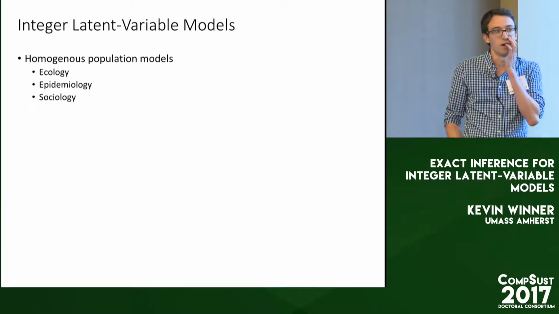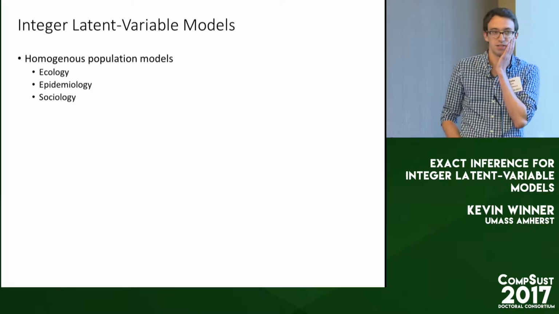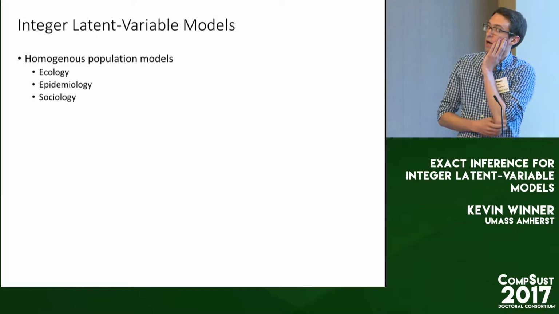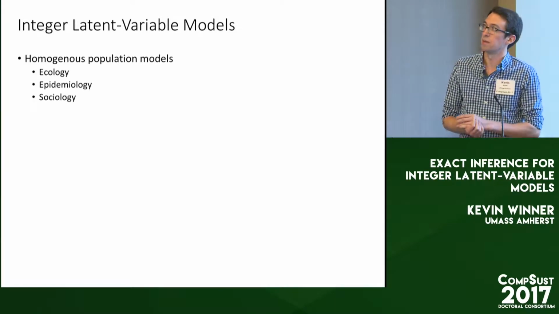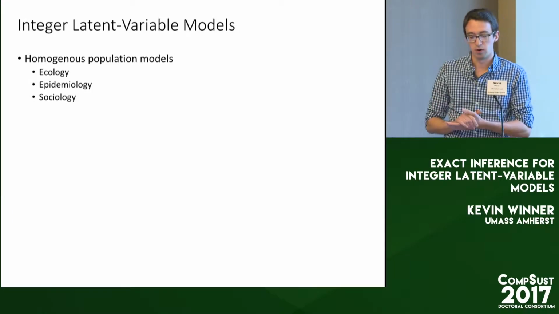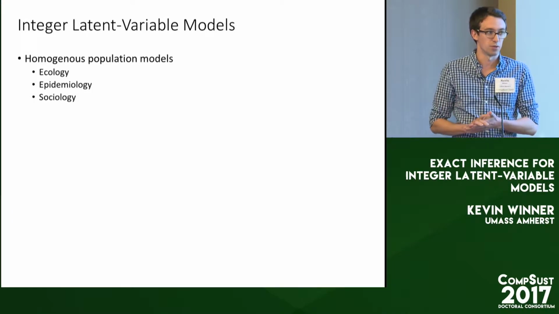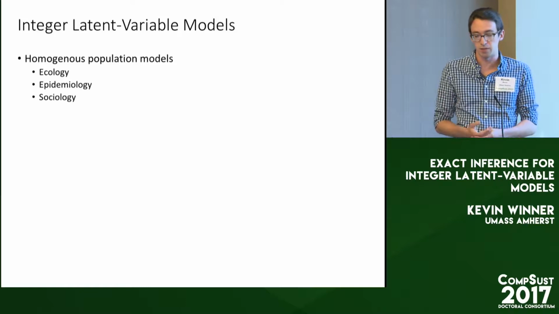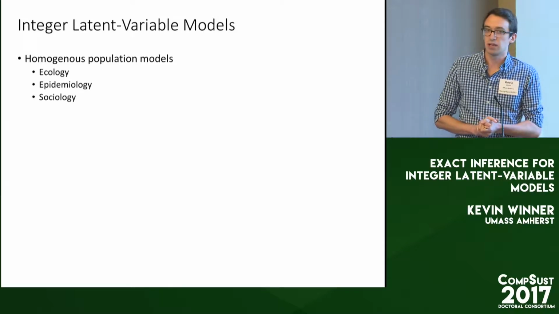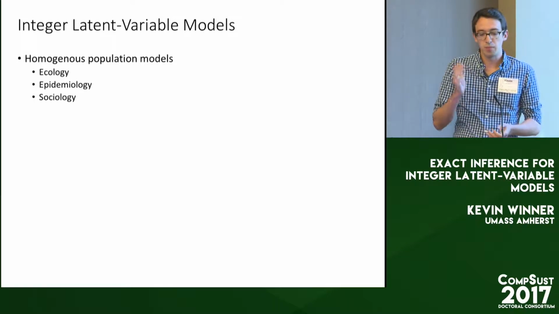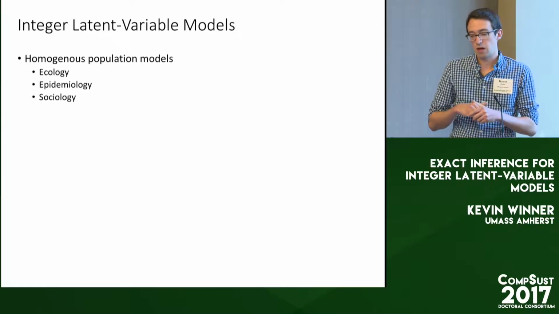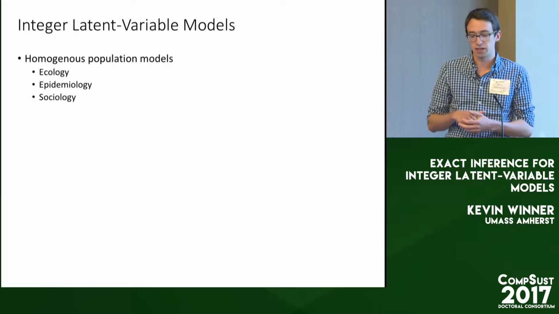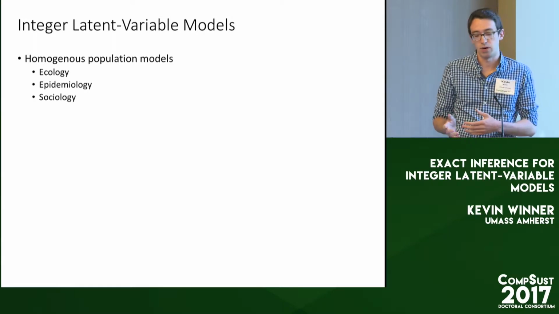So integer latent variable models show up a lot as very natural models in population modeling. I'm mostly familiar with the problem in the domain of ecology, but it also shows up pretty much in exactly the same form in epidemiology and sociology, where we're talking about human populations as opposed to animal populations. But basically, we're looking at populations that change over time, where I'm interested in knowing how the population is growing or shrinking, maybe for an endangered species that I want to conserve.